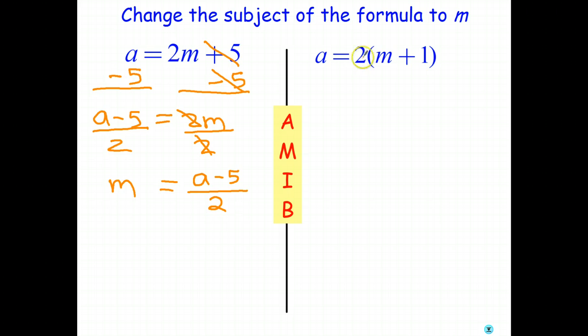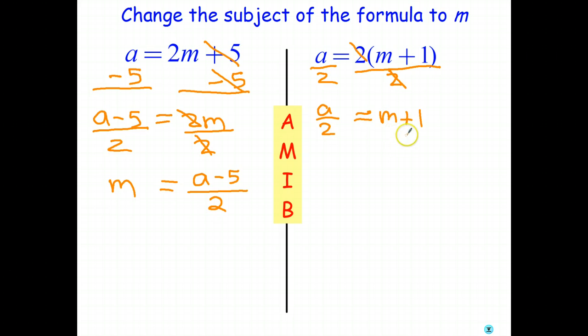Okay, now looking at the one on the right-hand side, this looks fairly similar to the one we just did, but there's brackets. Now, normally, I would undo adding and subtracting first, but because that's inside the brackets, I in fact have to undo that one last. So the first thing I have to do is to get rid of the 2 times. The opposite of multiplying by 2 is dividing by 2. So both of those cross out. That leaves me with m plus 1 on the right, a over 2 on the left.